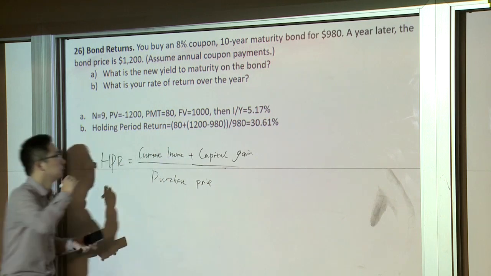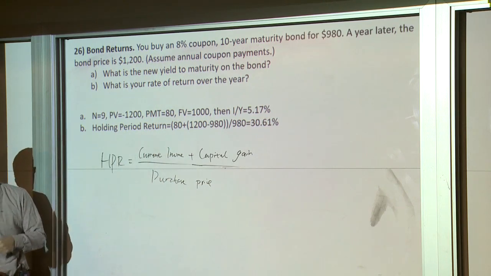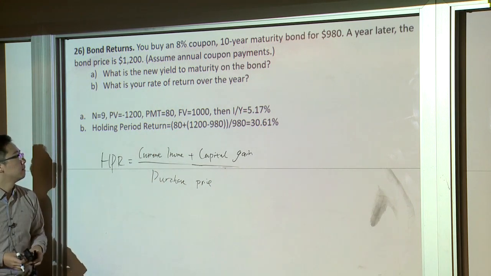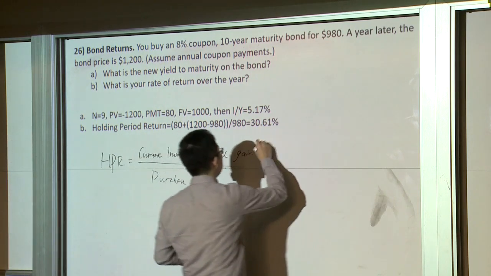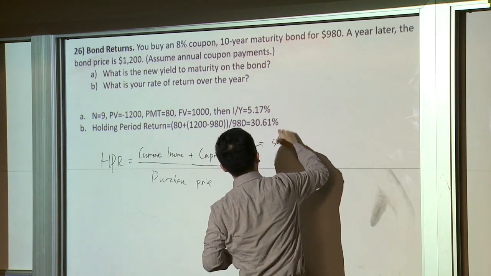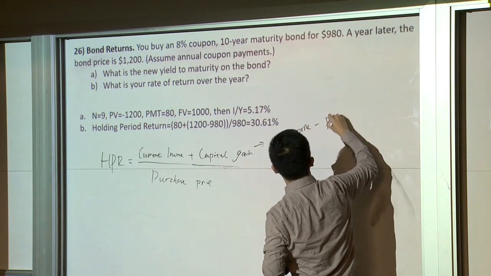Purchase price: the price at the beginning of your holding period. In other words, this is your purchase price. And what is capital gain? It is the ending price or selling price minus the purchase price.